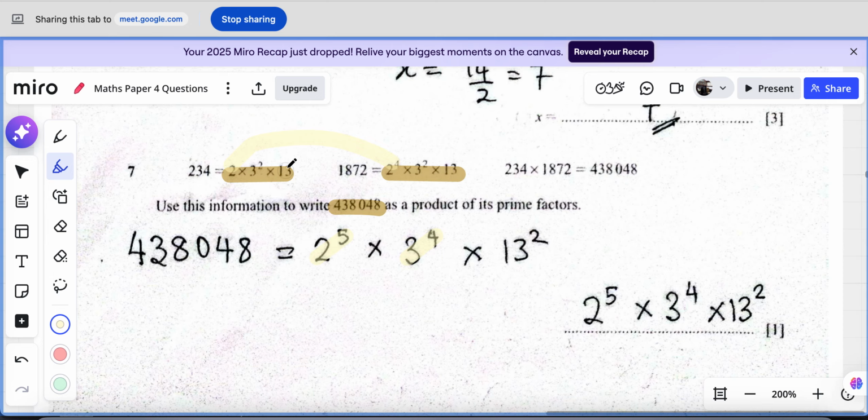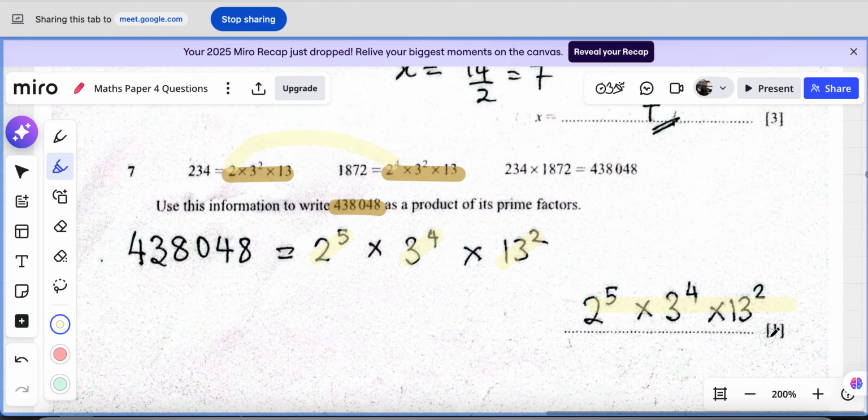And then here we have 13 to the power of 1. Even if we don't write 1 as a power, it means it's there. 13 to the power of 1 times 13 to the power of 1. That's how we got 13 to the power of 2 here. Finish. You don't need to multiply the answer. You just write them out. 2 to the power of 5 times 3 to the power of 4 times 13 to the power of 2. You do that, you get this.